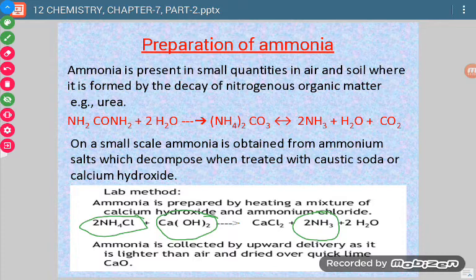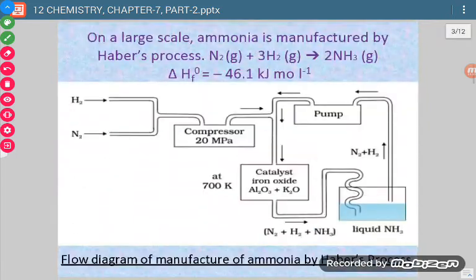Now ammonia, whenever it is formed, is in the form of vapors. If it is condensed, then it comes in the form of liquid, but in this case it is formed as vapors, and those vapors are lighter than air, so they move up in the air and they are collected upward. So this is the lab method of preparation of ammonia.